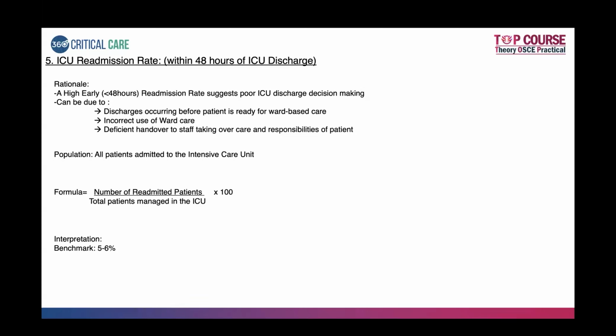The population here is all patients admitted to the ICU, and the formula is pretty straightforward: the number of readmitted patients divided by the total number of patients managed in the ICU, multiplied by 100. The benchmark is 5 to 6%.